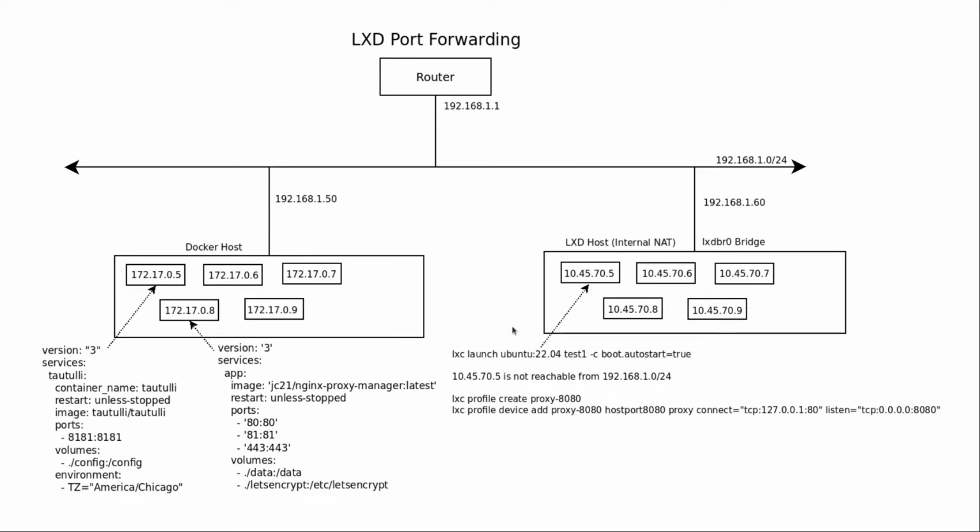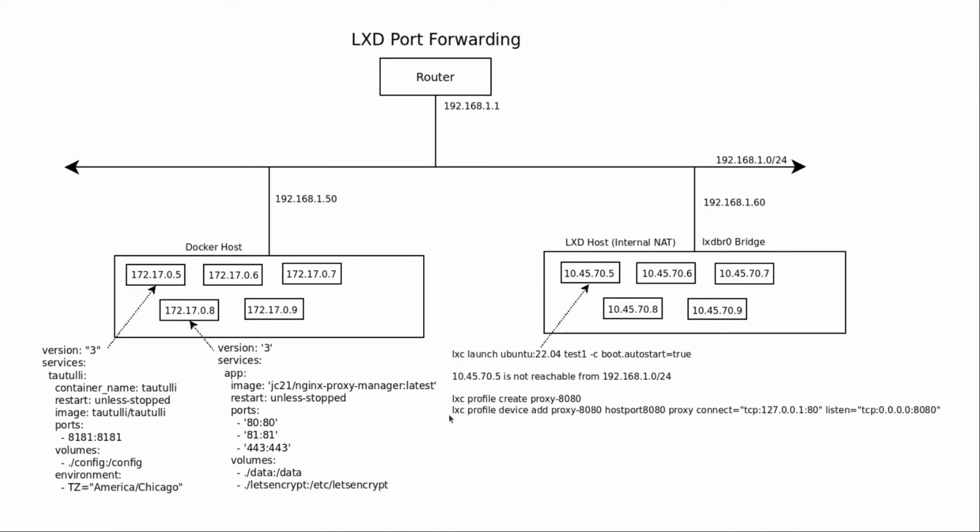And for example, if 10.45.70.5 is our container, it's not going to be reachable from the 192.168.1.0 network. In other words, this network here. However, it can freely do outbound communication just like a Docker container can do.